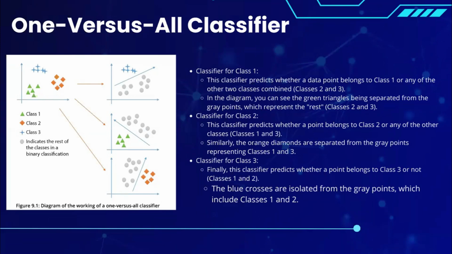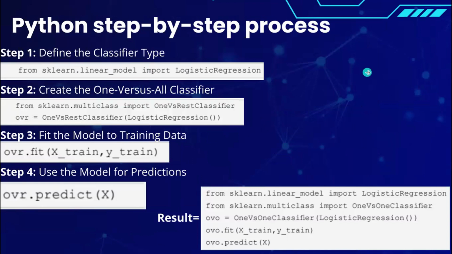So this approach is intuitive because it simplifies the multi-class problem into multiple binary classification problems. However, as I mentioned earlier, it can face challenges like class imbalance, where some classes have much fewer examples than others. So now that we understand how the one versus all classifier works, let's see how to implement it in Python using the scikit-learn library.